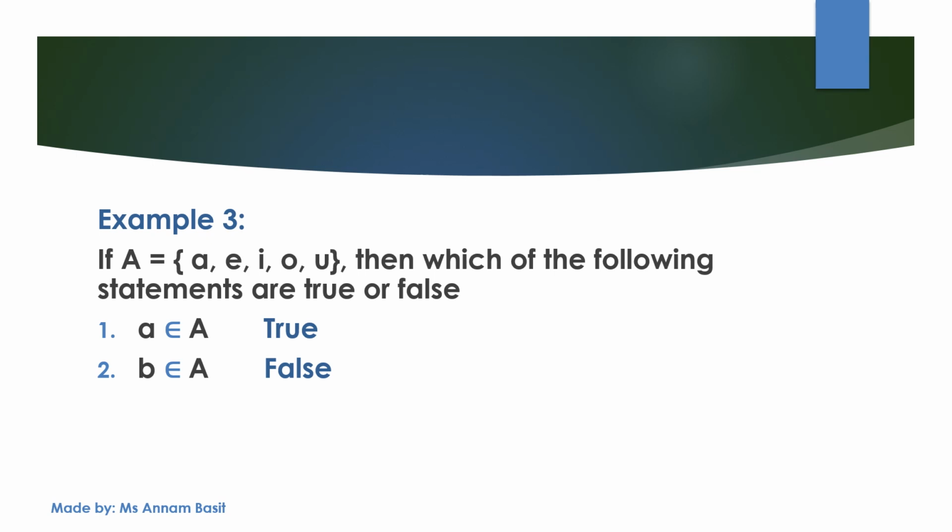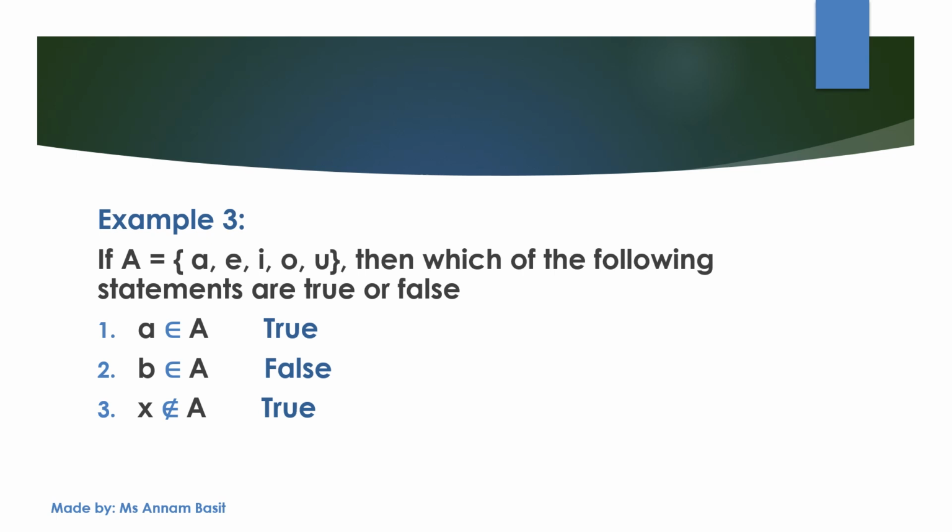B belongs to A. Now can you see B in it? No, because B is a constant and this is a set of vowels. So B is not there. So this statement is false. Now look at the third statement. X does not belong to A.